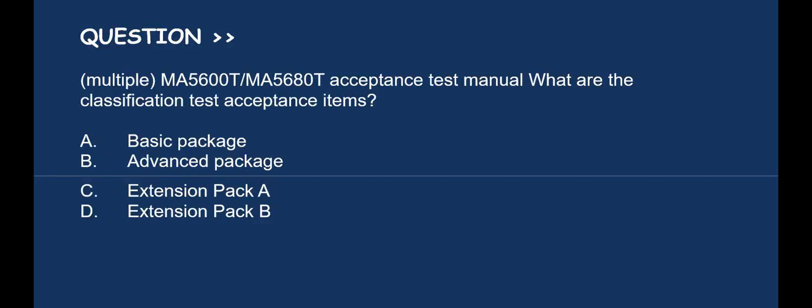Next one, MA5600T and MA5680T acceptance test manual. What are the classification test acceptance items? Option A, basic package. Option B, advanced package. Option C, extension pack A. Option D, extension pack B. The correct answers are option A, C and D.